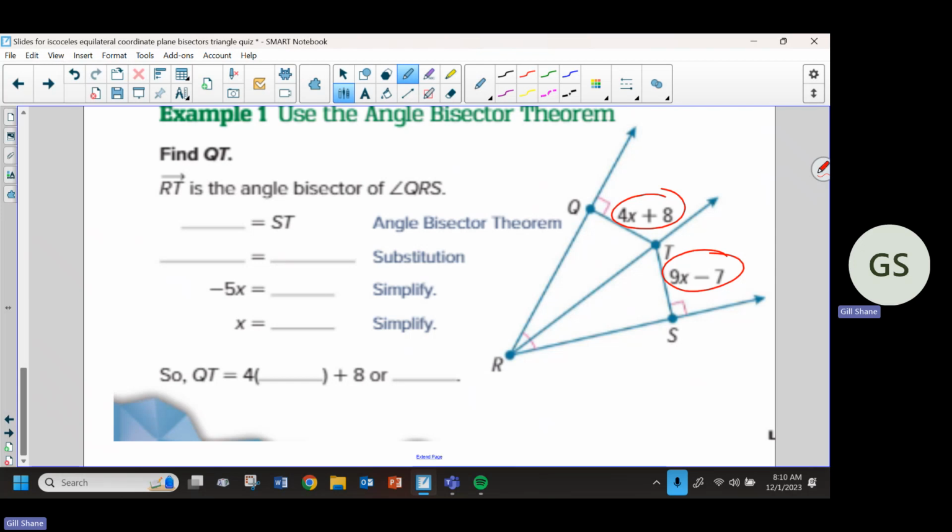I still, and I forget every year that there are kids confused about this. I still have kids that are confused about how can those be the same? That's got like a 4x and a plus 8, and this has like a 9x and a subtract 7. How can those be the same? They're just a number.